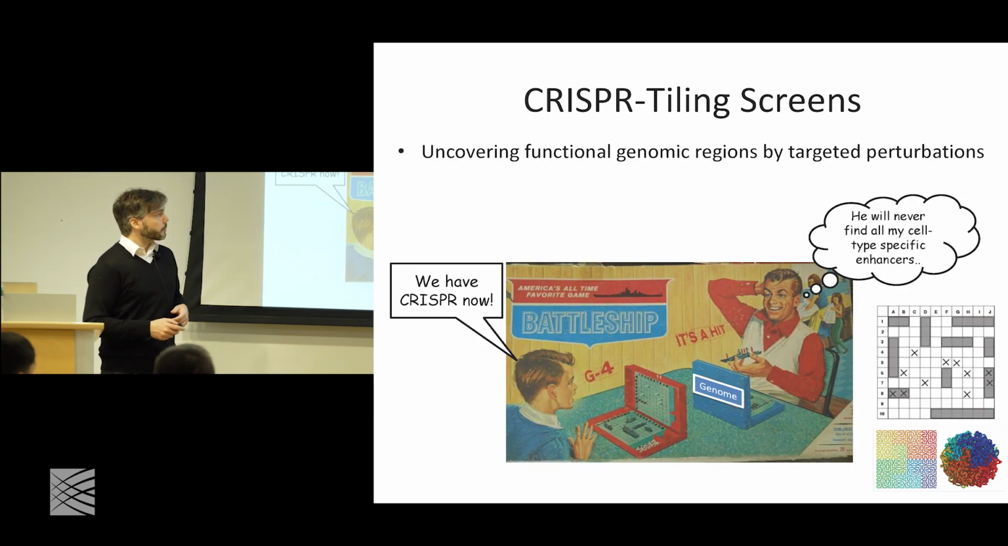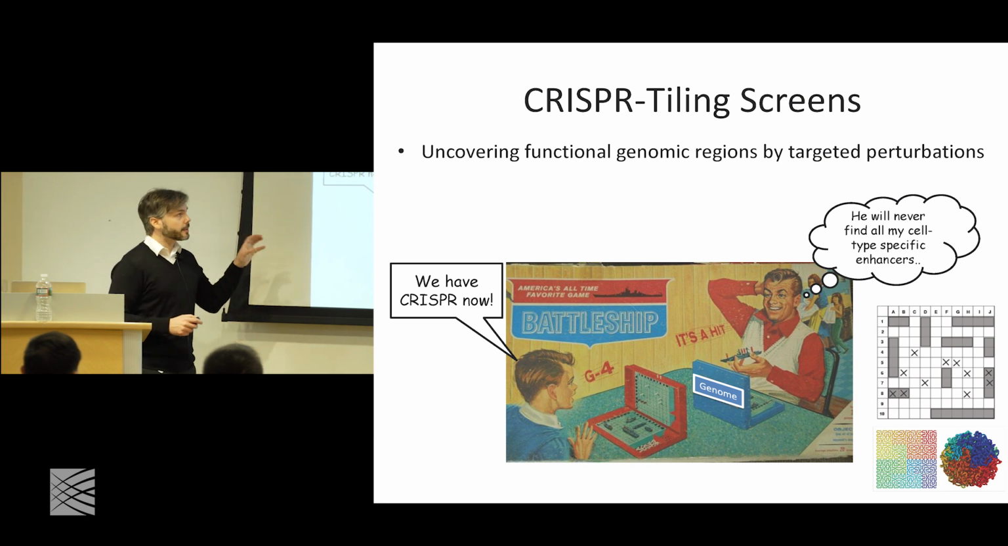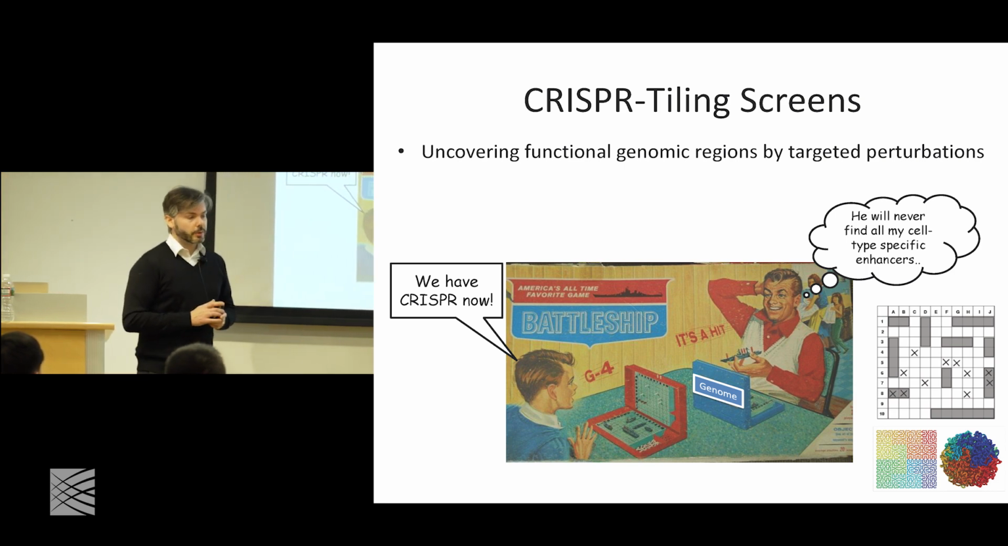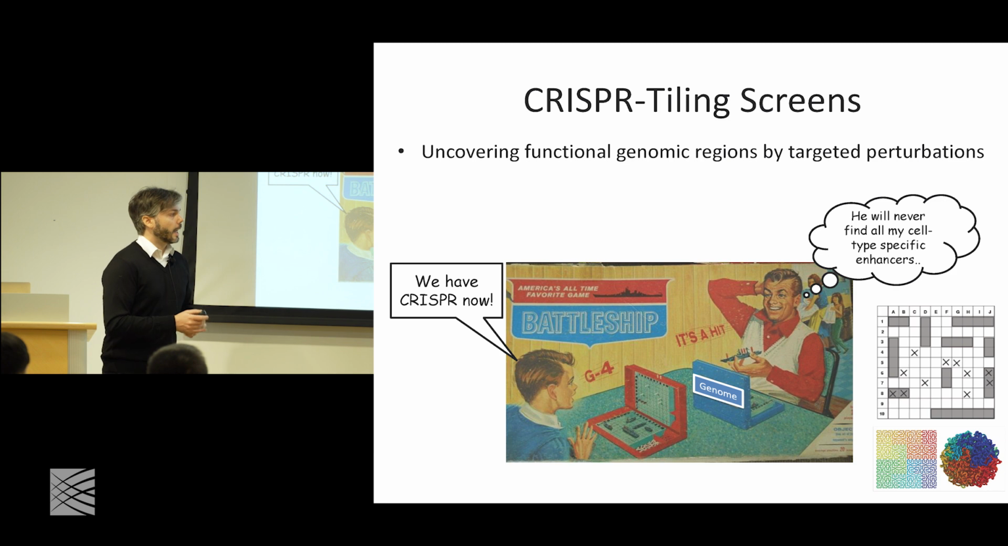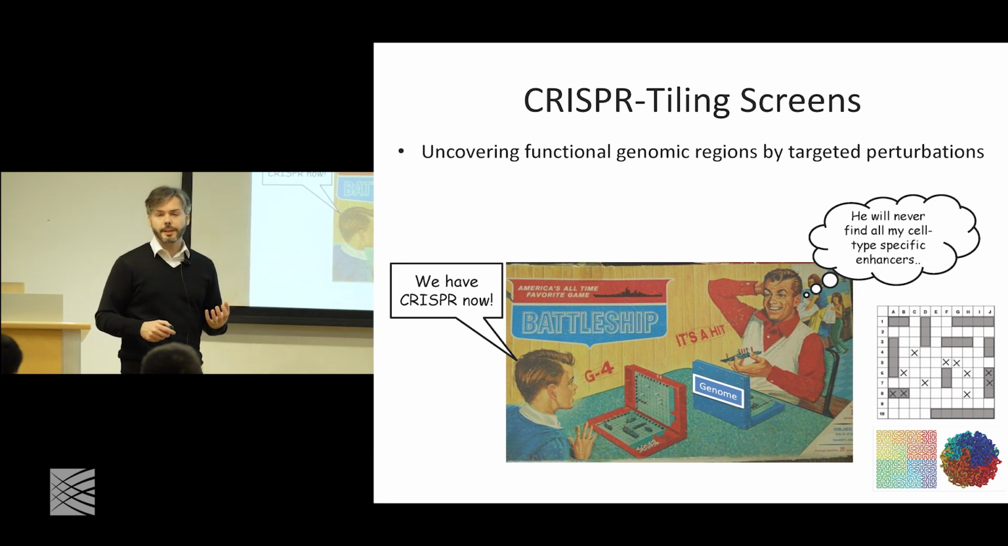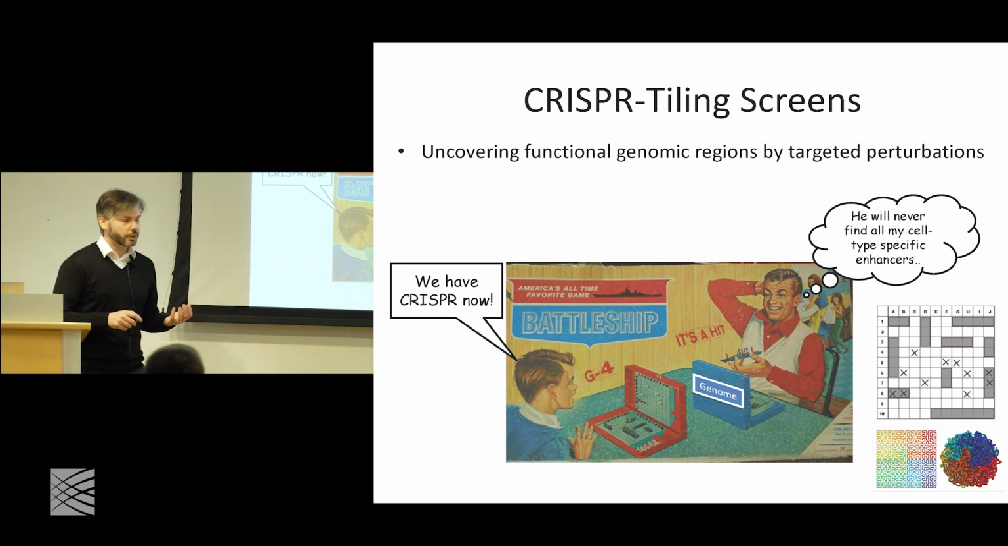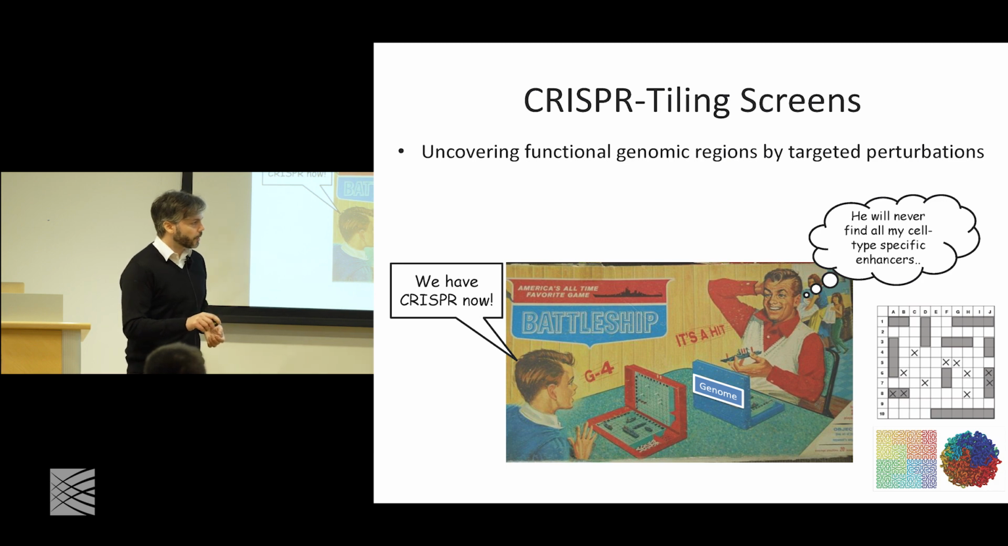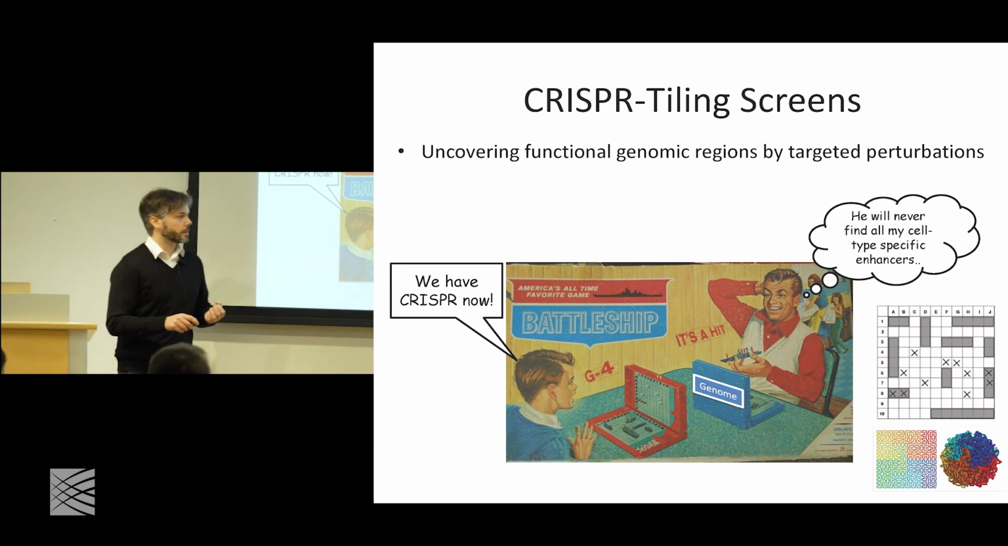So the idea is that with CRISPR tiling screen, you try to explore this genome and find those regulatory elements that are not easily annotated like genes. There is this analogy: it's like playing Battleship. Imagine you have the genome, and there are some regions that are important, but you don't know where they are. But you have a way to perturb your system. With CRISPR, you can easily say, I want to perturb this cell, A1. And this is extremely easy to do.